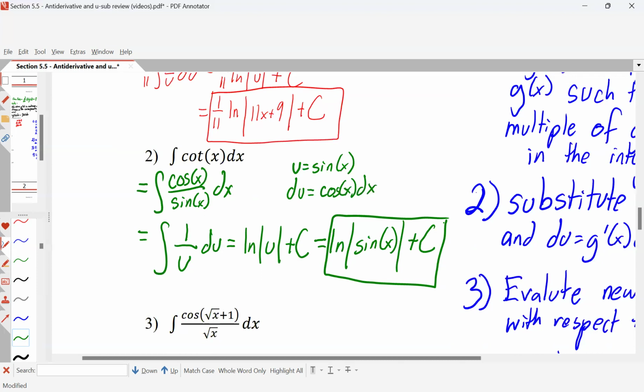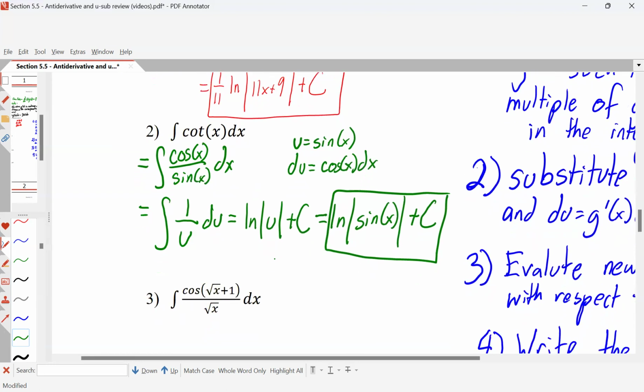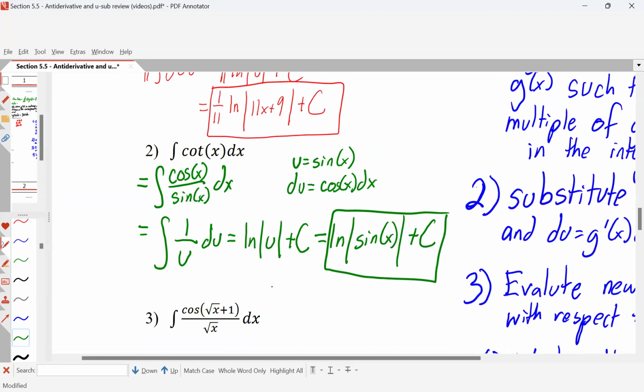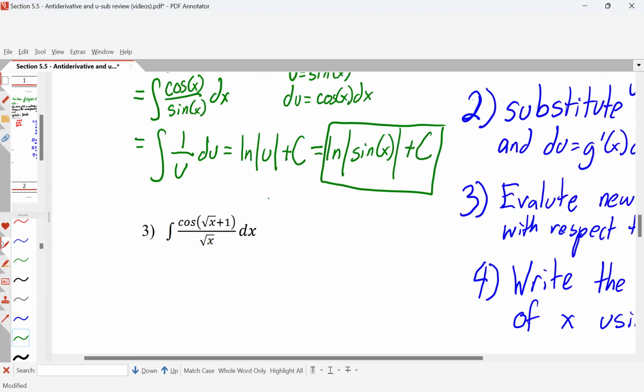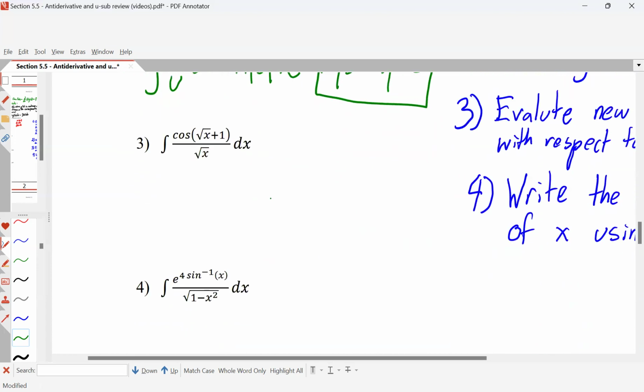So the antiderivative of cotangent is the natural log of the absolute value of sine of x plus c. Now, moving on to the next example. We want to find the antiderivative of cosine of the square root x plus 1 all over the square root x dx.